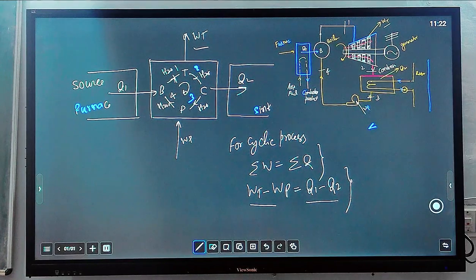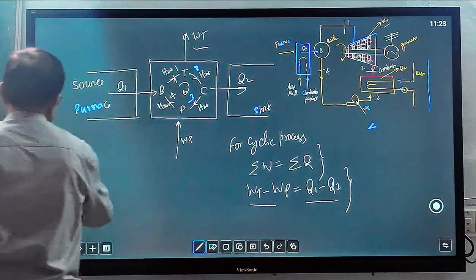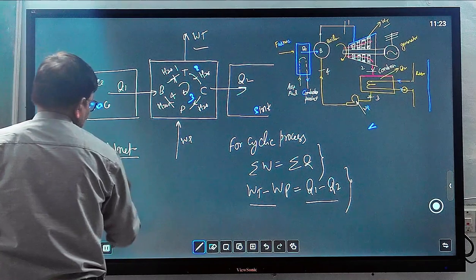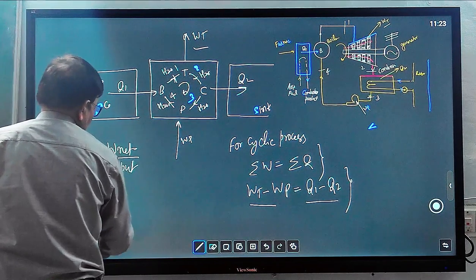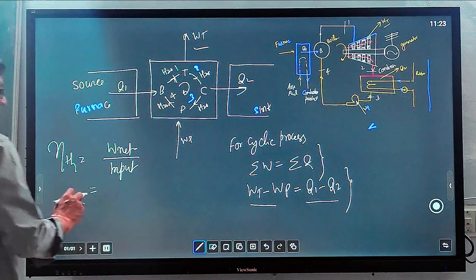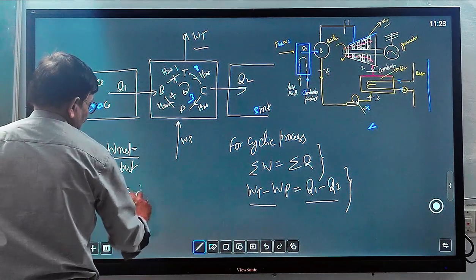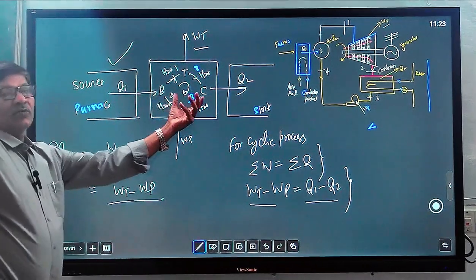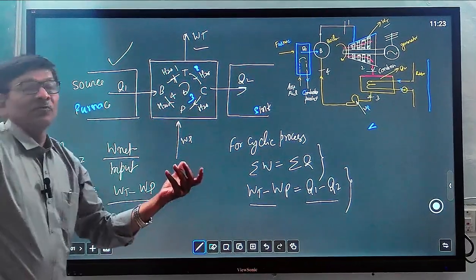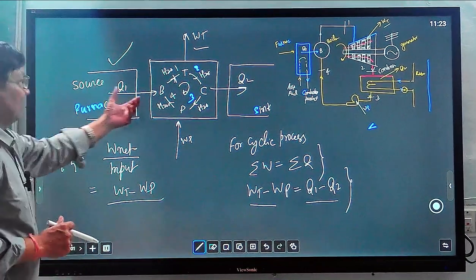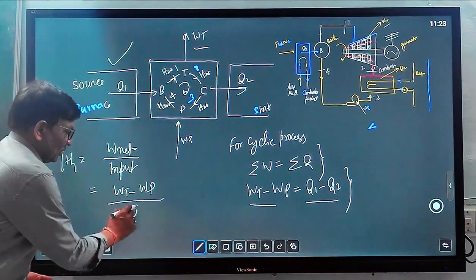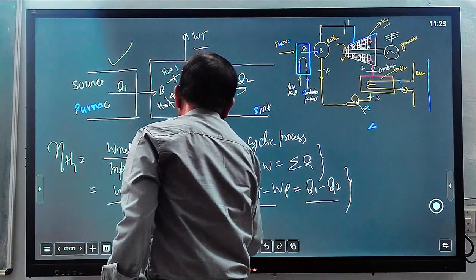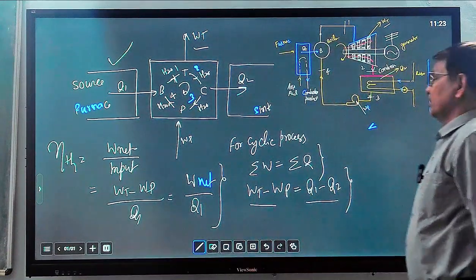So how can we find the thermal efficiency? Thermal efficiency of this system equals W net upon input of energy. How much input is given in this cyclic process? W net we already know, WT minus WP, upon the input, and the only input given is Q1. From the furnace we supplied Q1 energy, that is heat generated during burning of fuel in presence of air, and Q1 is supplied to the boiler. So you can also write W net upon Q1. This is a very simple equation.